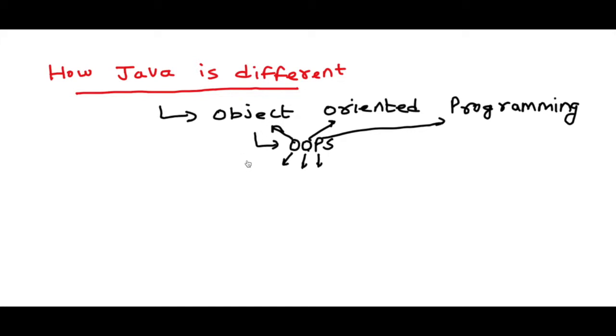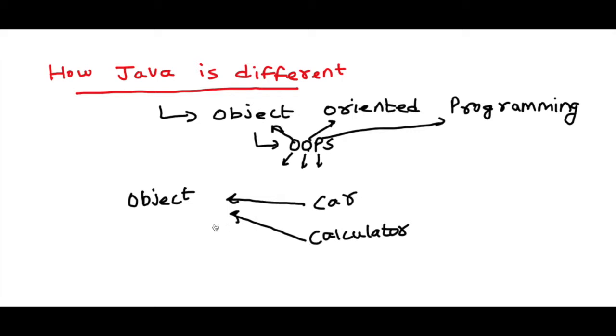And why is Java called object oriented programming? Because in Java everything is implemented in the form of objects. Whenever you need to write a program, you need to think in the dimension of objects, right? What I mean by objects is, let's say you want to implement the program for a car, so you will think of car as an object. Let's say you want to implement the program for a calculator, so you will implement it in the dimension of an object.